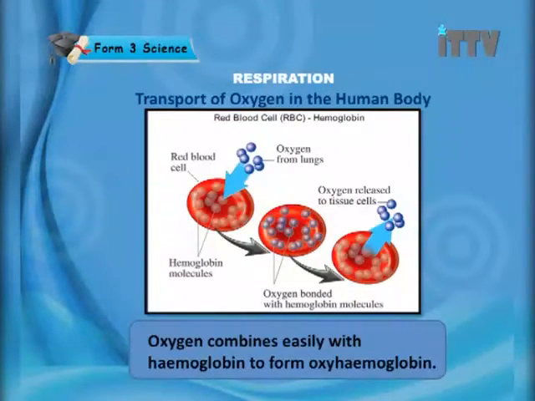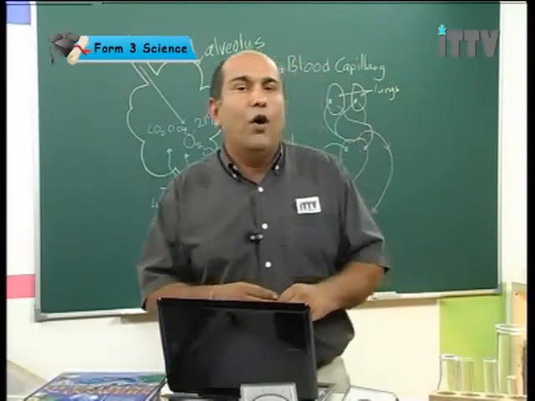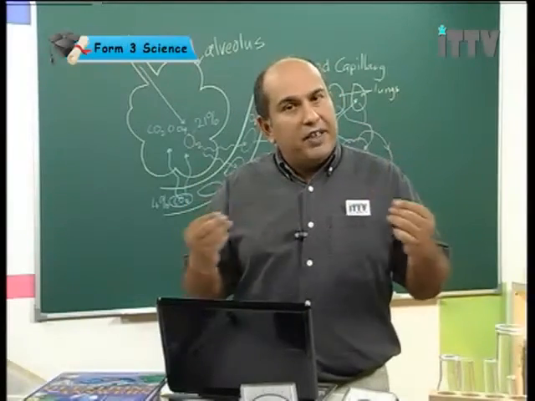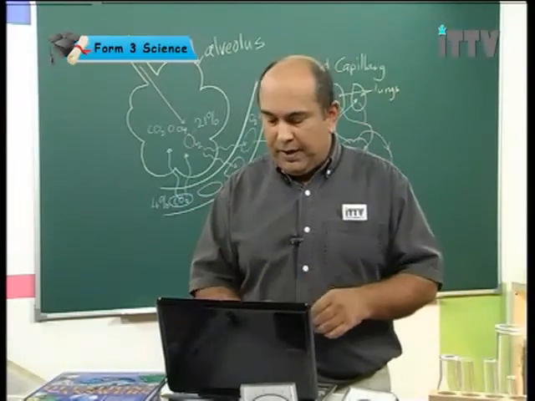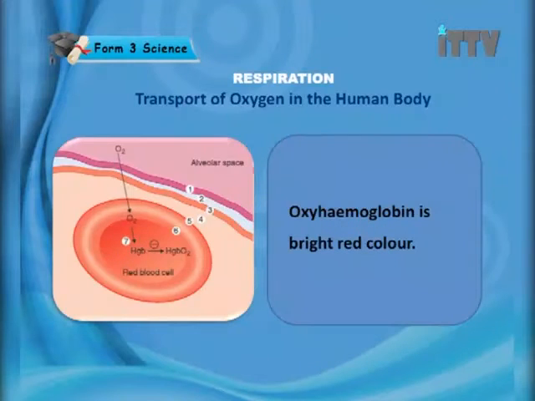Oxygen combines easily with hemoglobin to form oxyhemoglobin. So the oxygen combines with hemoglobin to form oxyhemoglobin. We have an equation for this that you need to remember. Oxygen plus hemoglobin produces oxyhemoglobin. Oxyhemoglobin is bright red color.